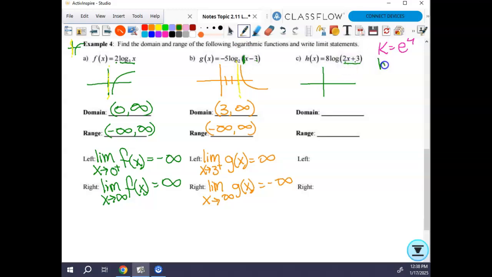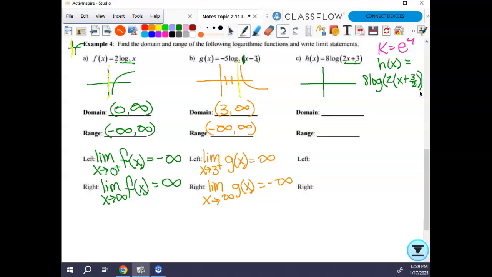So I would have to rewrite it as h of x equals 8 times the log of 2 times x plus, I'm going to rewrite that because I'm running out of room. I didn't write anything wrong though, I'm just rewriting the same thing. 8 times the log of 2 times x plus what? What number would it have to be? 3 over 2? Because when I multiply it back, I got to get that back.